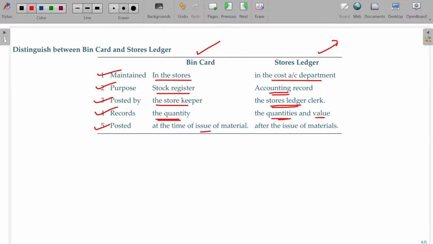In the bin card, it is posted at the time of issue of material; in the ledger, after the issue of material. The moment the goods go out, the storekeeper records it immediately. After recording only, the goods will move out. But unless he intimates the accounts department, they may not know, so he has to send this document to the accounts department for further recording by them. Clear?